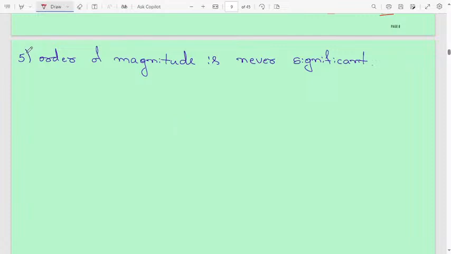Next, fifth rule: order of magnitude is never significant. Order of magnitude is never significant. I will explain with an example. 2.1 into 10 to the power of 3. Then this order I am telling about, this is never significant.